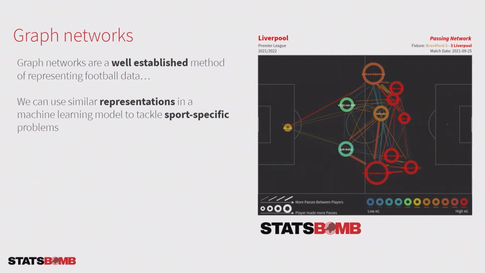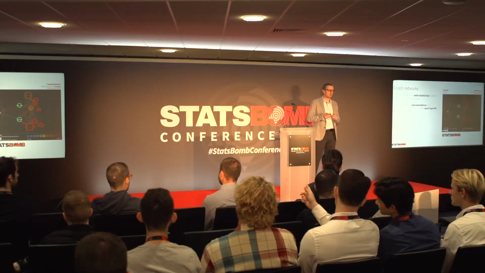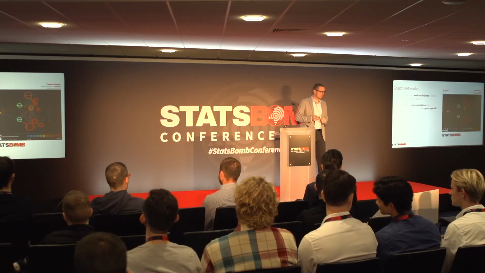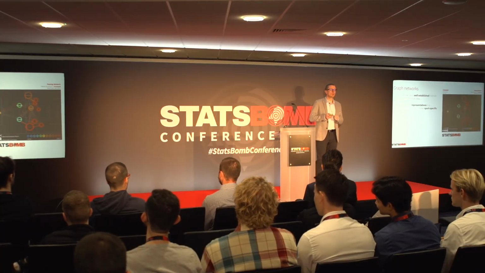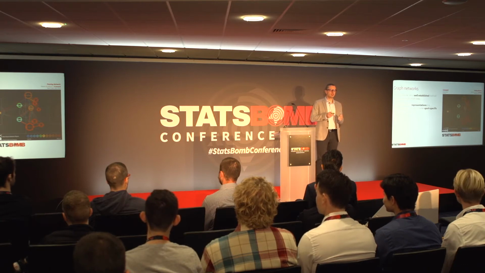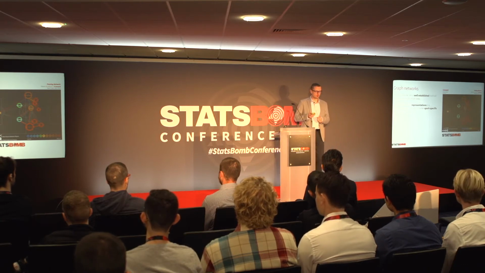And then we're also encoding even further information in terms of the player's pass volume, and both on the edges and on the players themselves, the expected goal value of the passing moves that they're involved in. That's a really nice way of encoding a lot of information that's football relevant, and we can use those kind of similar representations in a machine learning model to try and tackle some of our problems.